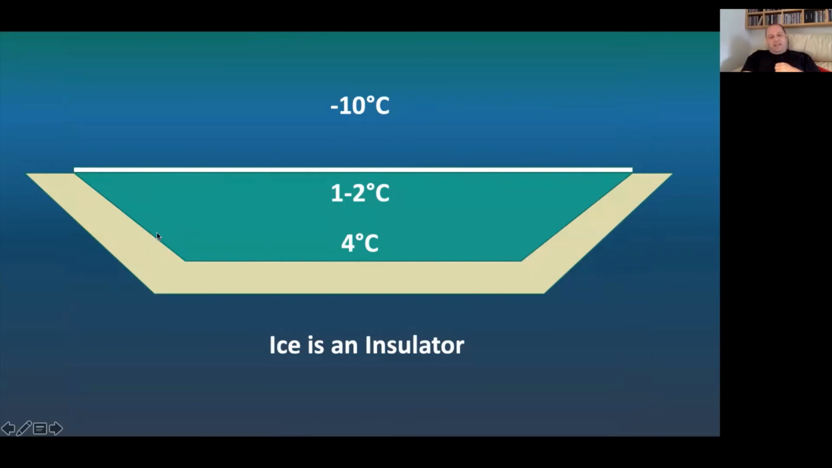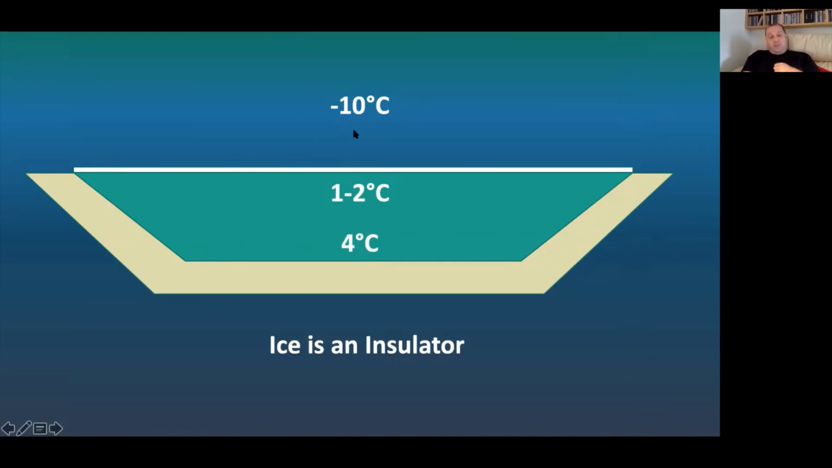So you'll actually get a layer in wintertime when it's frozen. You'll get an area of water that is about 4 degrees at the bottom of the pond, fairly constant. Then you'll get an area nearer the top, which is a little bit colder, sort of 1 to 2 degrees.